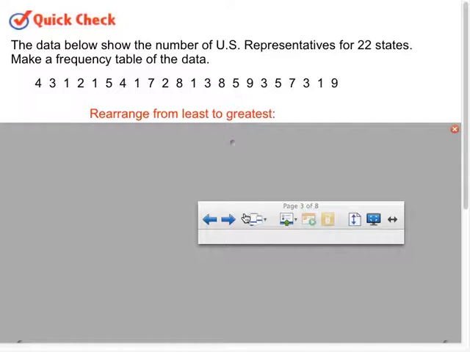Okay, so how many of you have arranged your set from least to greatest already? Does anybody need more time? Okay, go ahead. Take a couple more minutes. If you've already ordered your set, go ahead and start making your frequency table.